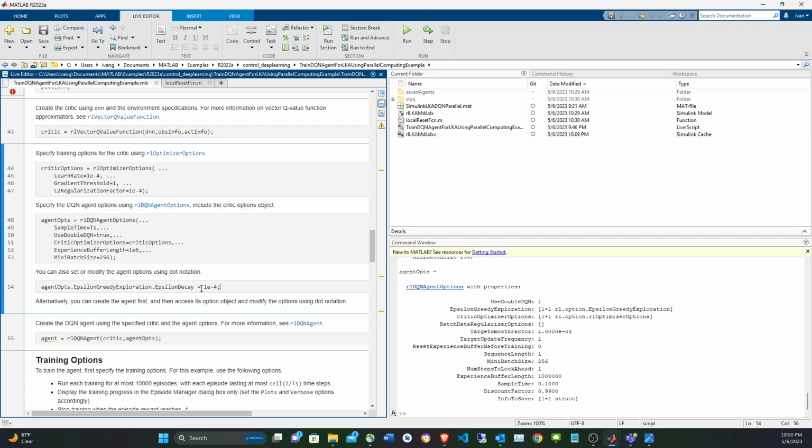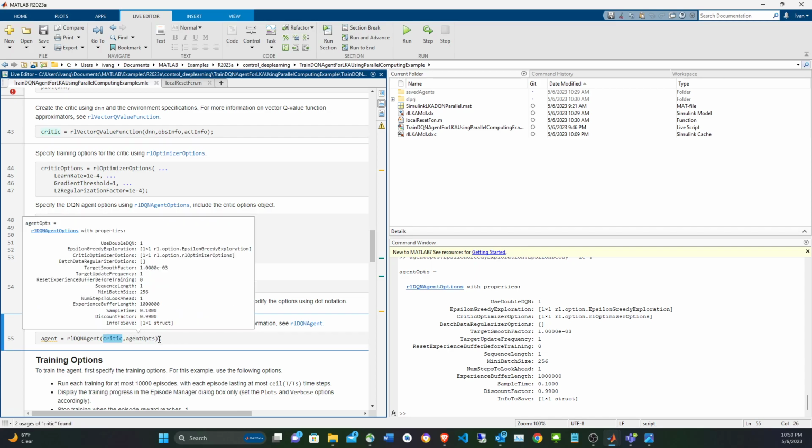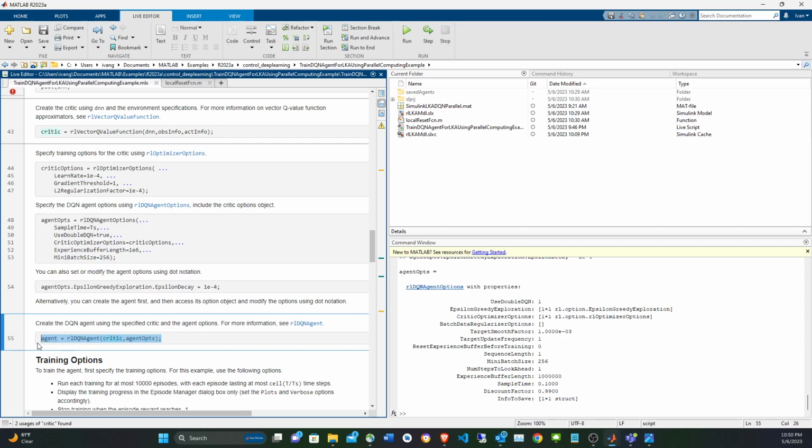So at the beginning you start exploring a lot, and then that is going to decay, and eventually you get very greedy to maximize the reward. This is what controls the exploration strategy of the agent. Okay, so we have the agent options, we have the critic already, which is the Q value function, and then we create the DQN agent.